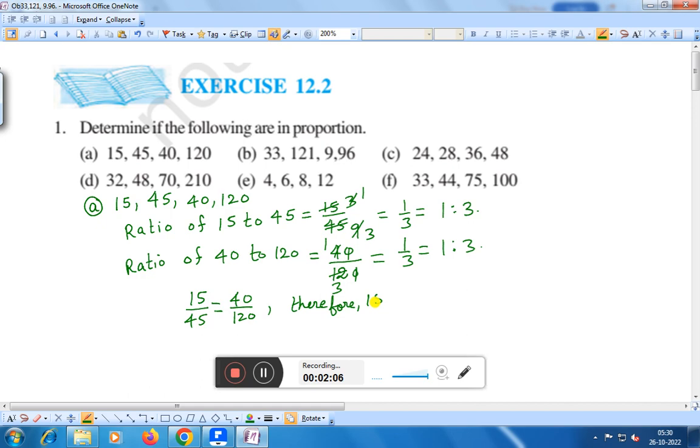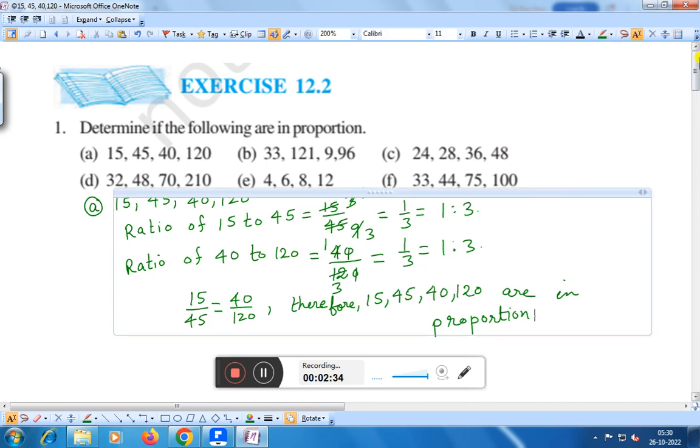Therefore, 15, 45, 40, 120 are in proportion. This is the solution of question number A. Now we'll solve question number B.